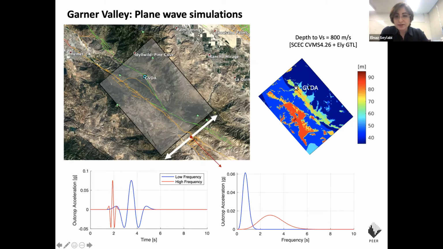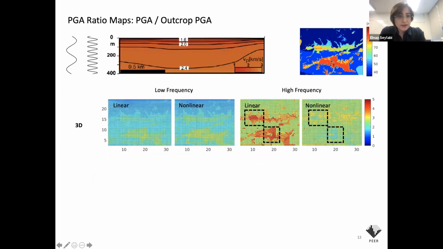And this figure on the right shows the depth to the shear wave velocity of 800 meters per second. For defining the velocity structure within the computational model, we use the SCEC velocity model with the optional geotechnical layer. So here you see basically two valleys. One is where the Garner Valley downhole array is located, and we have another valley next to that. The depths of both valleys are shallow, about 90 meters in the deepest part to reach the shear wave velocity of 800 meters per second.